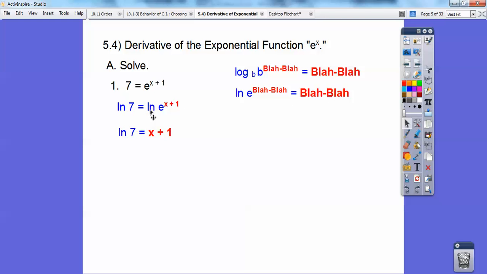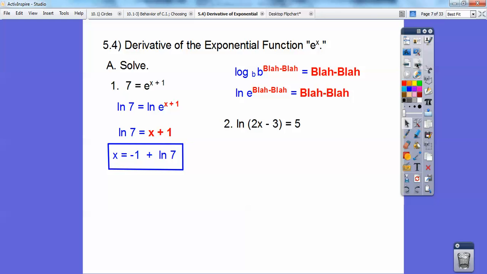So over here I'm going to use the blah blah rule. The natural log of e to the x plus 1 just equals blah blah, the x plus 1. Okay, and then subtract 1 from both sides and you get x equals -1 plus the natural log of 7. Nice and easy. Remember that in algebra 2? Alright, let's do this one.